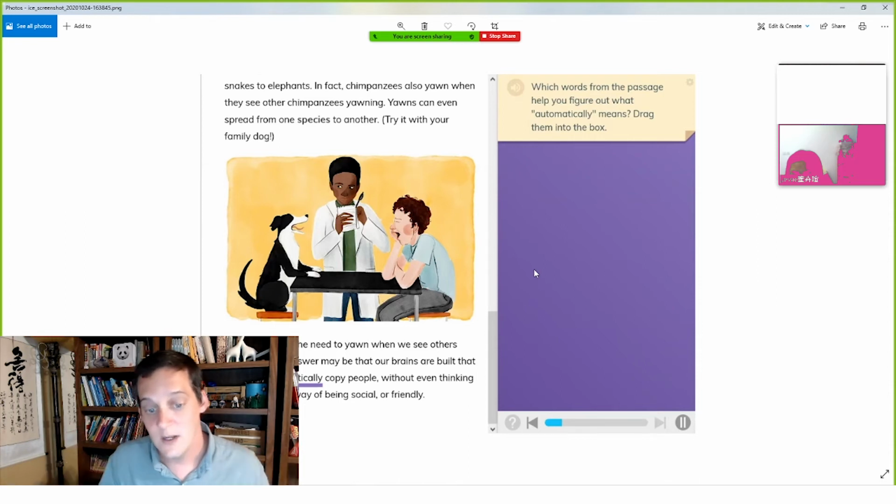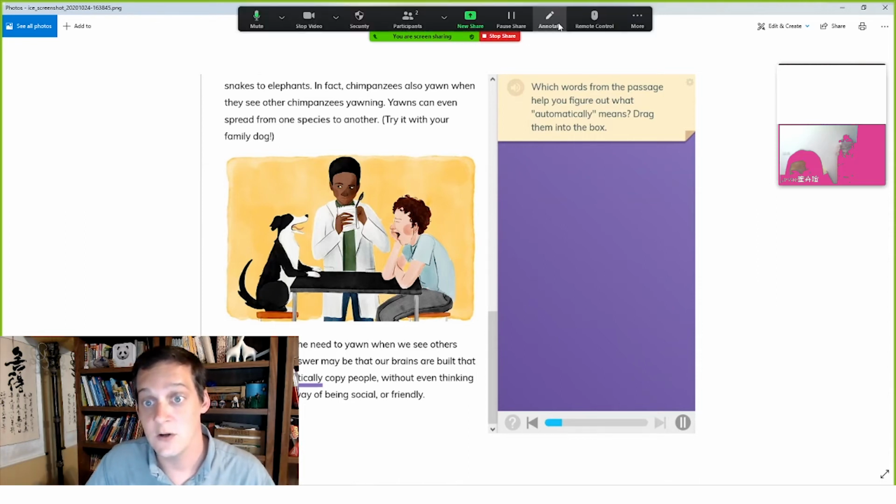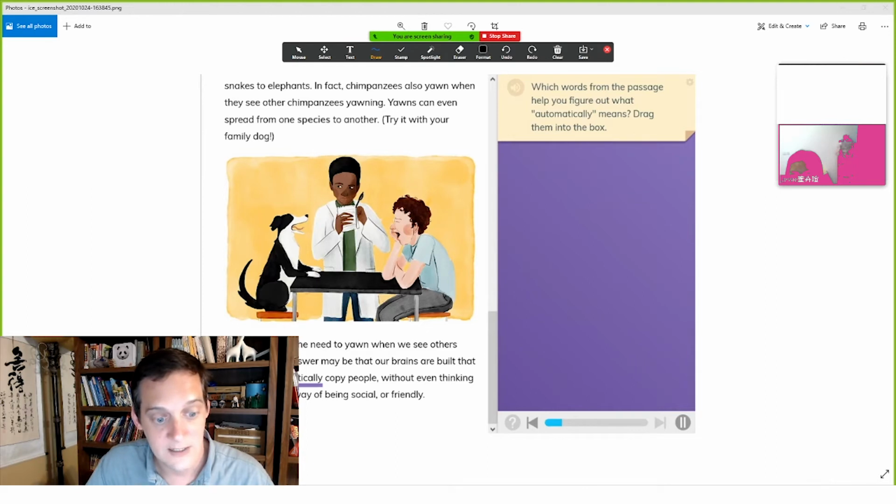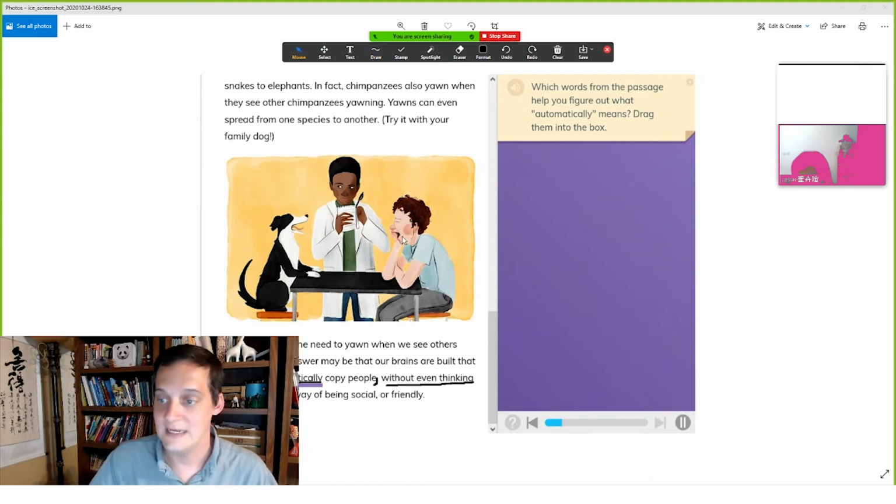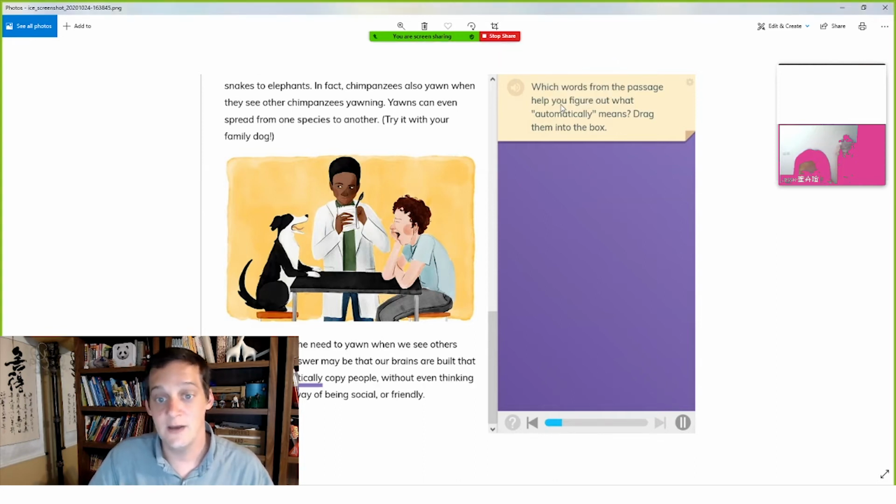So in this one, what helps us to learn the word automatically is the part that comes after the comma, which would be this part here, without even thinking about it. So you don't have to think about yawning, you just yawn. It's an automatic response. Just like, what do you do if I take this pen and stab it in your hand? That's not very good.